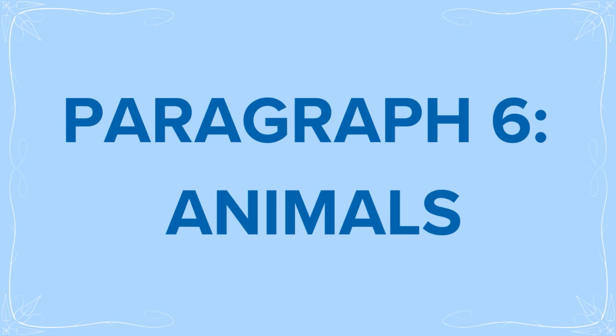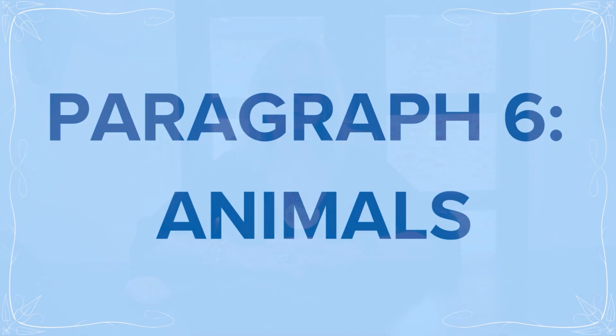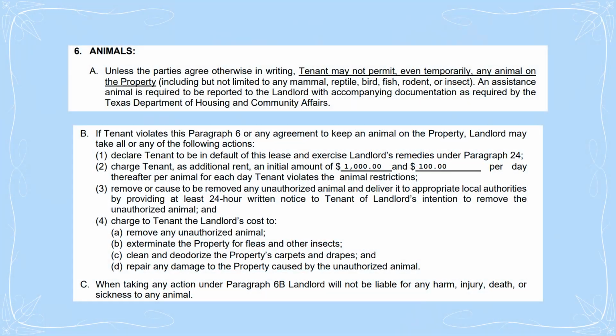Paragraph 6 discusses animals on the property. Not all of our properties are animal allowed. If you do have an animal, please make sure that you have gone through the processes required for the type of animal that you have. If you have a pet, there will be an additional non-refundable fee on your pet addendum, which we'll discuss later.